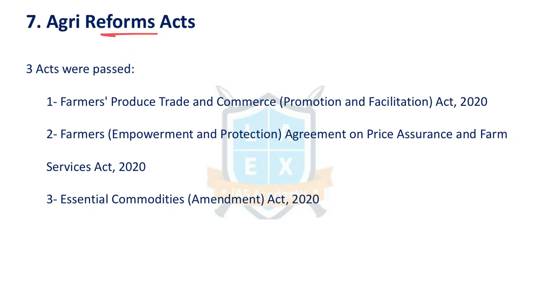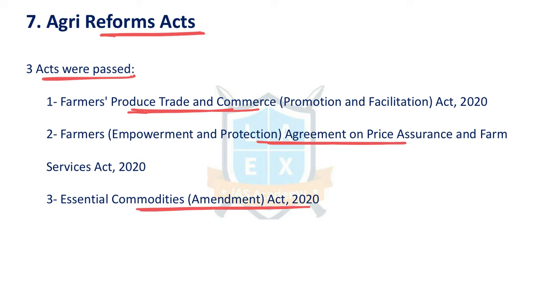Next issue is the Agricultural Reforms Acts. Three acts were passed by the parliament for agricultural reforms. First one is the Farmers Produce Trade and Commerce Act, then the Farmers Agreement on Price Assurance and Farm Services Act, and the Essential Commodities Act 2020. These acts are very, very important. We can expect a question from this because of the ongoing strikes and protests from the farmers.